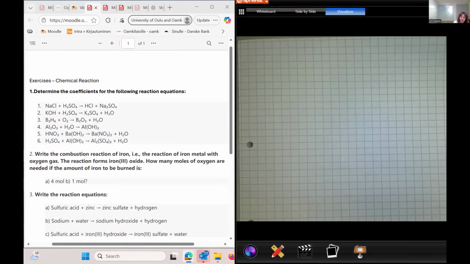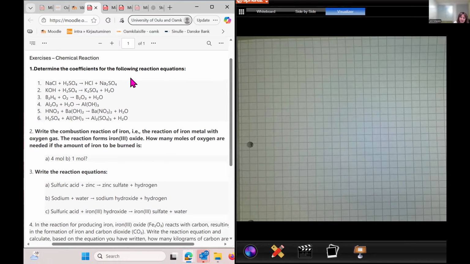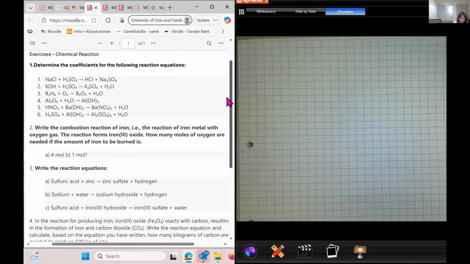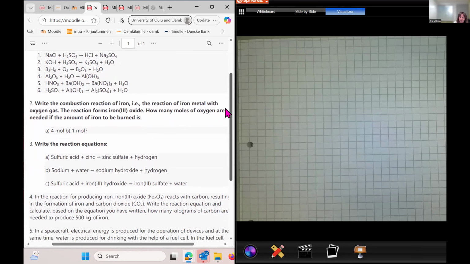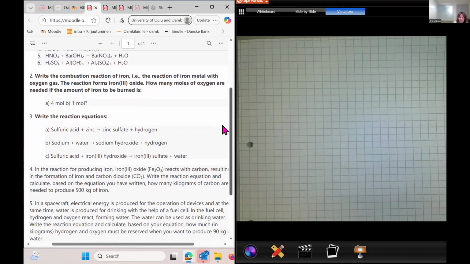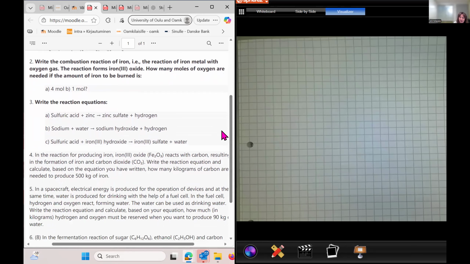So, of the exercises of the chemical reactions, here we will practice how to determine the coefficients of the following reaction equations. We can do that then there in the class. But for example, how to write the combustion reaction of iron, which means the reaction of iron metal with oxygen gas.